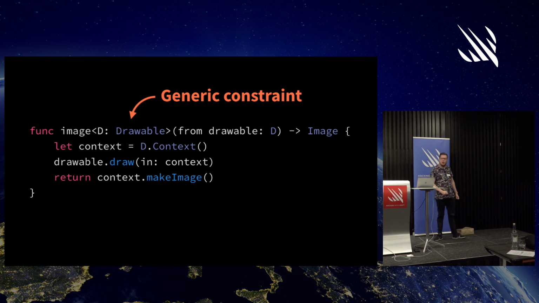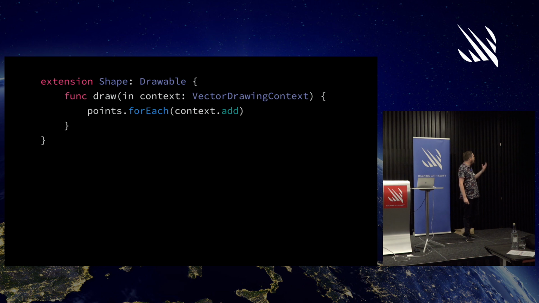So what we can do is go back now to our existing code, for example our shape, and make it conform to drawable. Implement the draw in context function, and it can decide what kind of context it wants to be drawn in. For example, since it's a shape, it might be drawn using vector graphics. So here we put that same code we had before of iterating through the points and adding them to the context. But we can also do the same for any other type that we have.